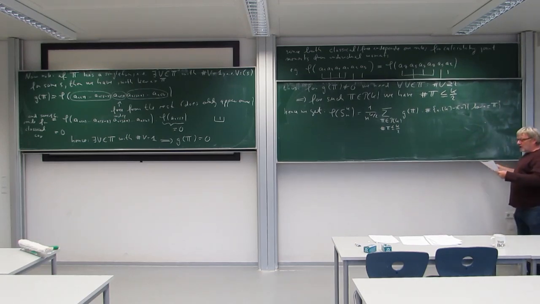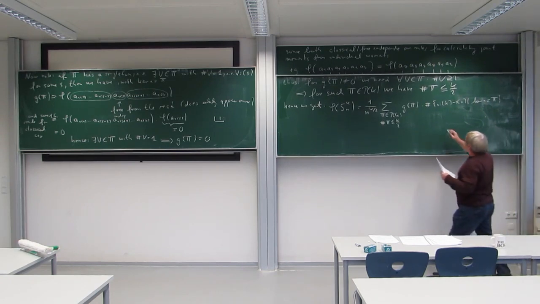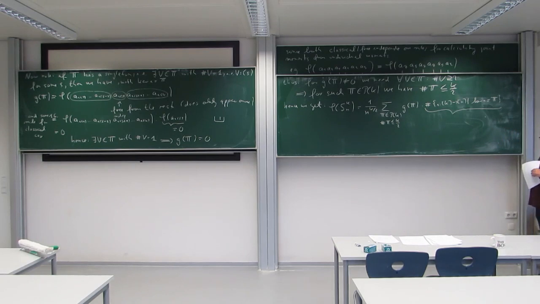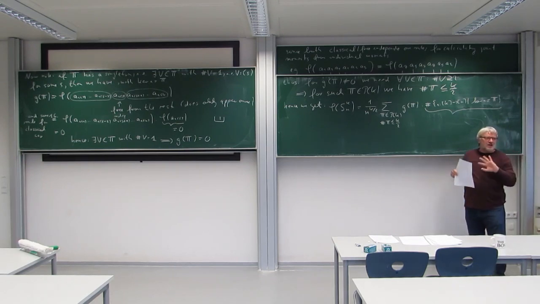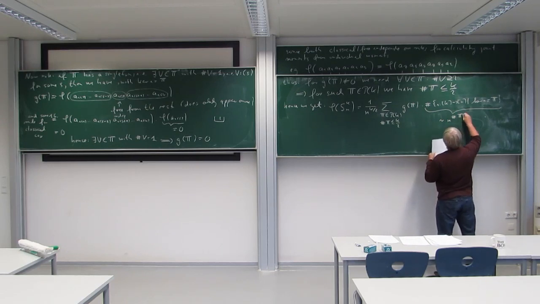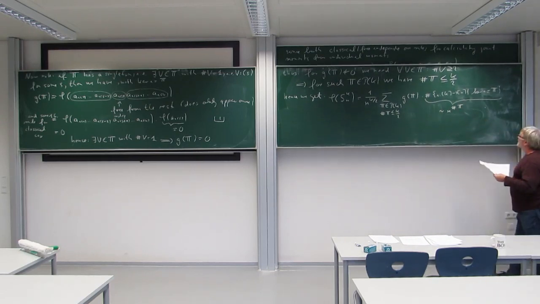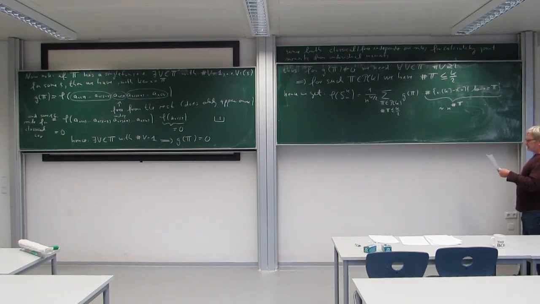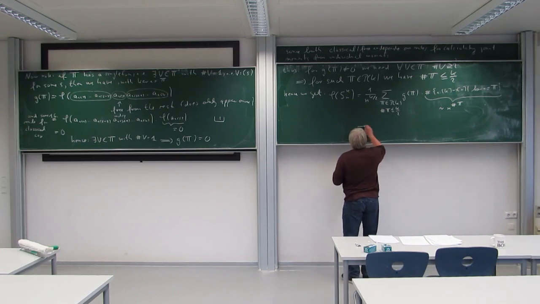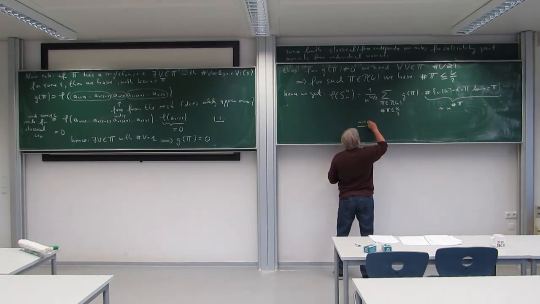But we saw before how this behaves in n. For each block, we have n possible choices. Of course, we should avoid that different blocks have the same, but for large n, this doesn't play a role. So for large n, this behaves like n to the number of blocks of pi.